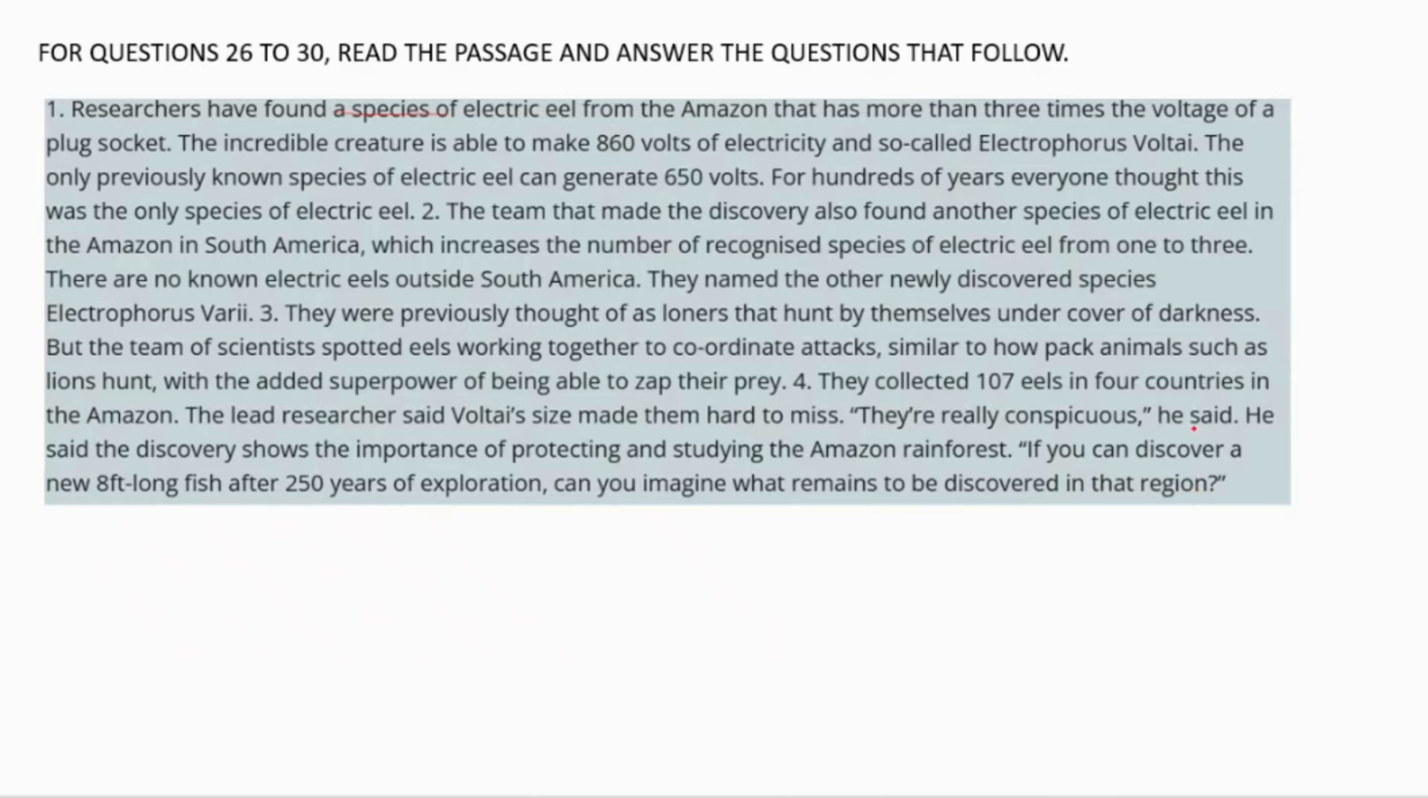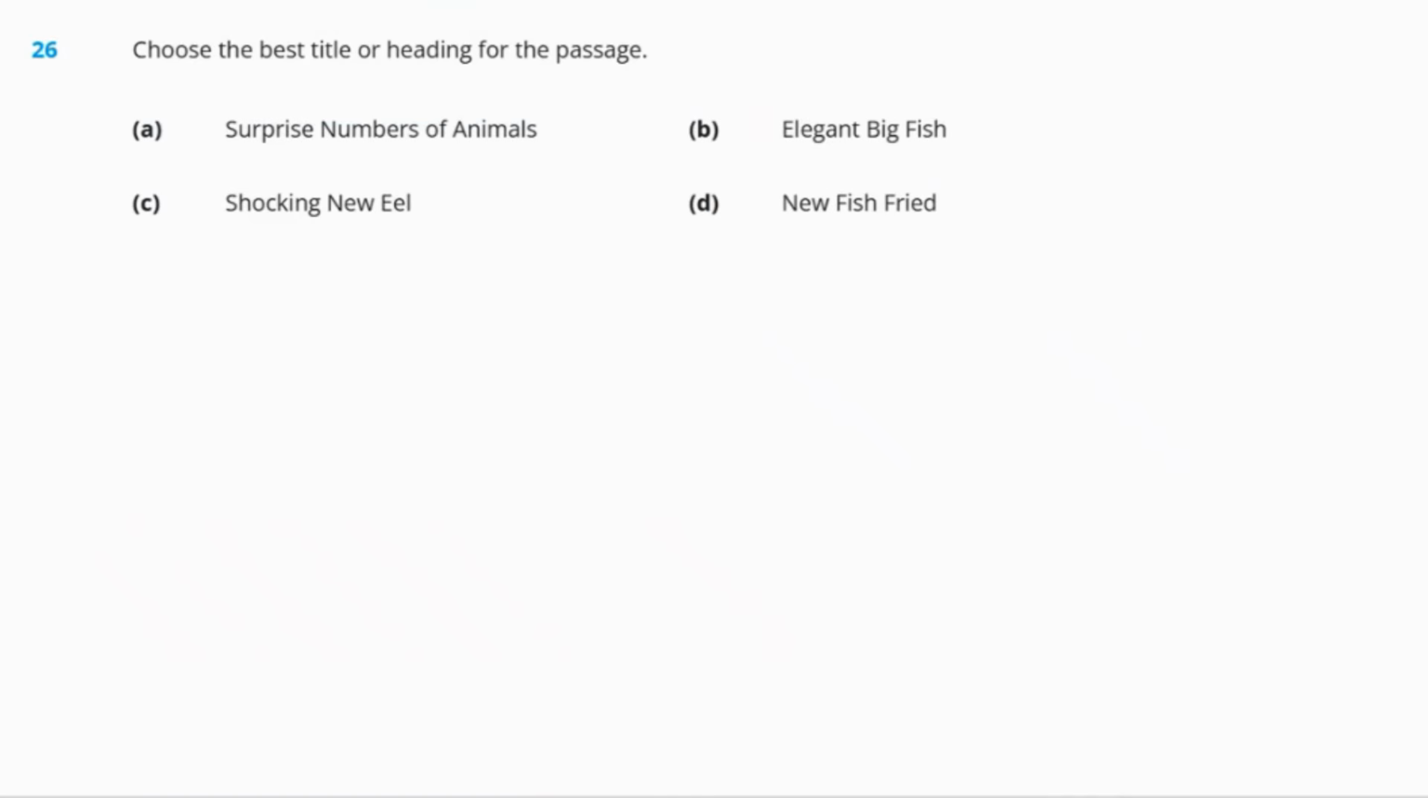Okay, so this was the passage, everyone. And now let us see the questions. So, the first question is question 26. Choose the best title or heading for the passage. Options are A. Surprise number of animals. Option B. Elegant big fish. Option C. Shocking new eel. And option D. New fish fried. Okay, so out of all of these options, the right and the most appropriate title for the passage will be option C. Shocking new eel.